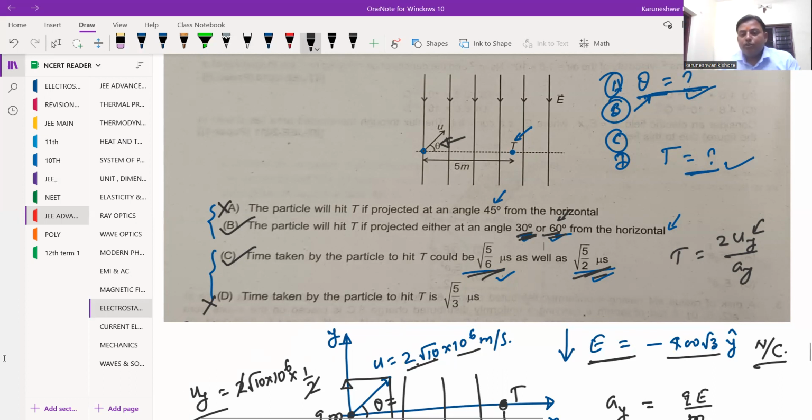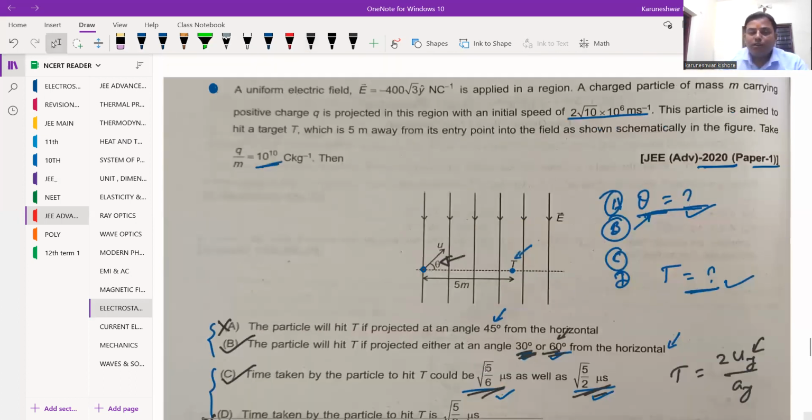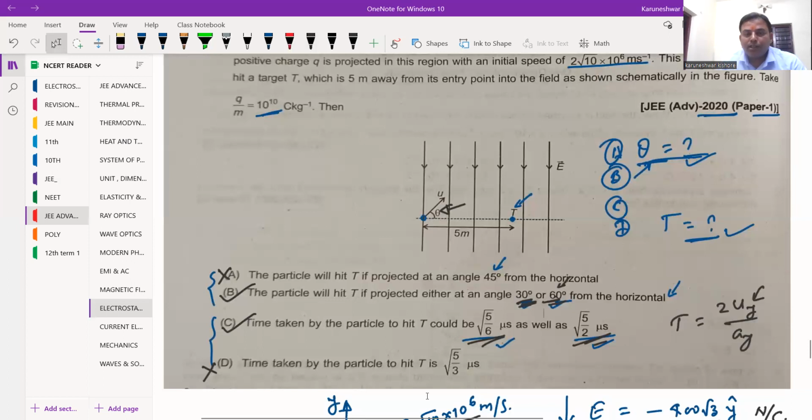This is all about what you should think, and then you can mark the correct option. I hope it is clear. Thank you.